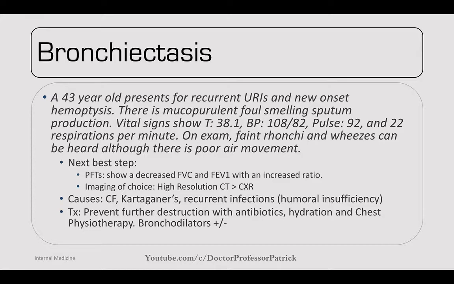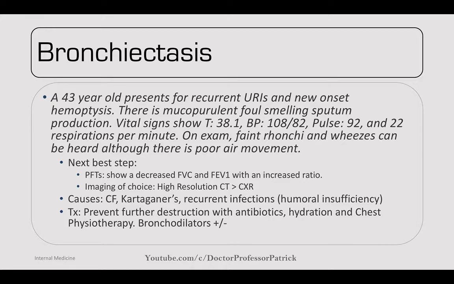And all of these are kind of similar to bronchiectasis. So bronchiectasis is usually, say, a 43-year-old patient with recurrent URIs and new onset hemoptysis. So there's foul-smelling sputum, and vital signs usually show an elevated temperature and elevated respirations. And there can be faint rhonchi and wheezes on exam and poor air movement. So this is due to those enlarging bronchial tubes from necrotizing infections along it.